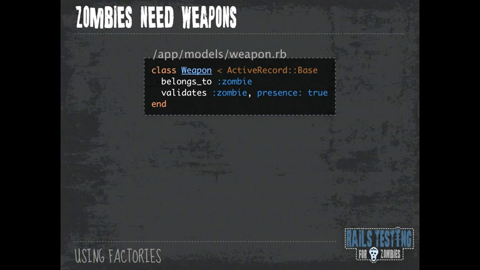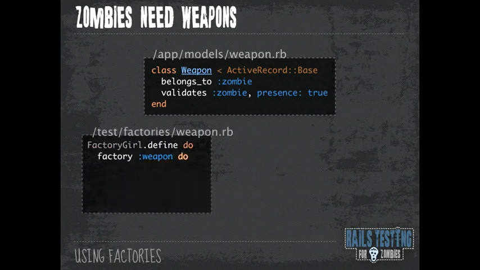How would you define that factory? Well, you might do something like this. So in our test factories weapon.rb, we would define a new weapon factory. Let's say this weapon is a broadsword, right? We're going to say association zombie.